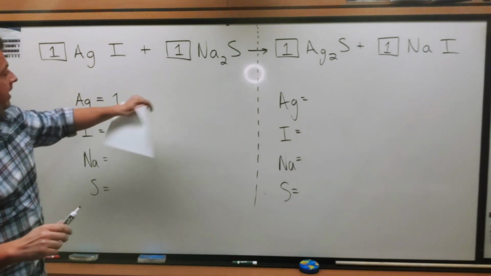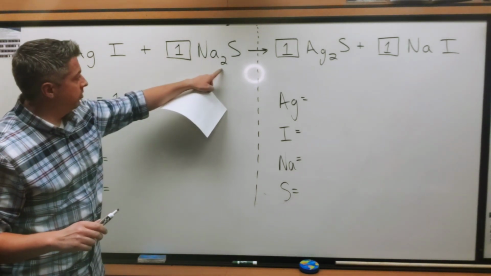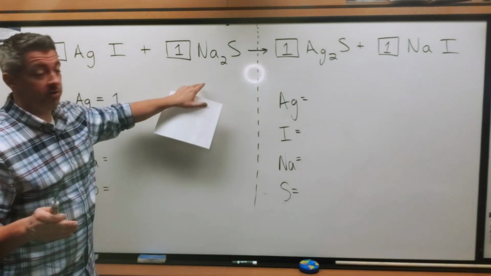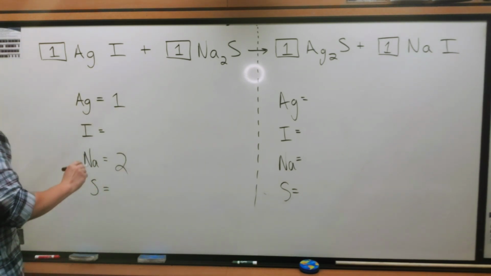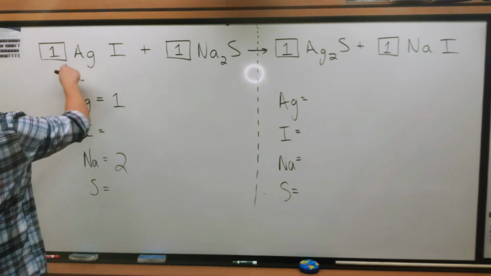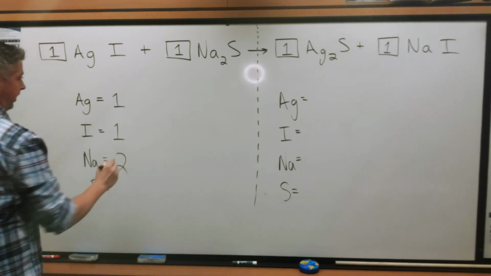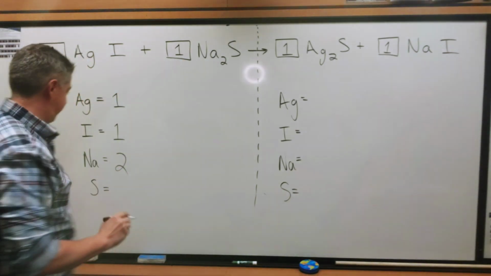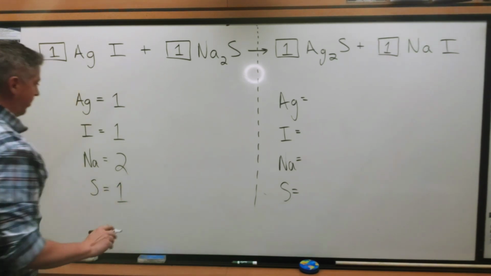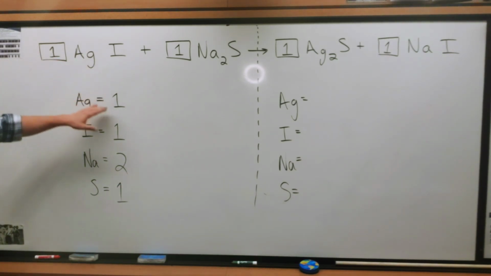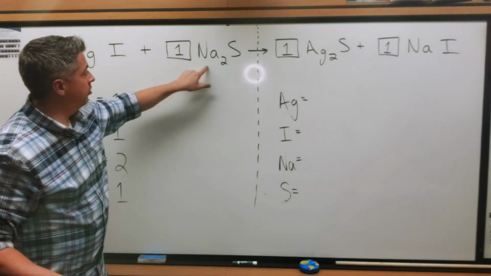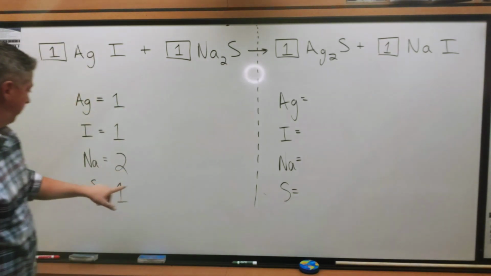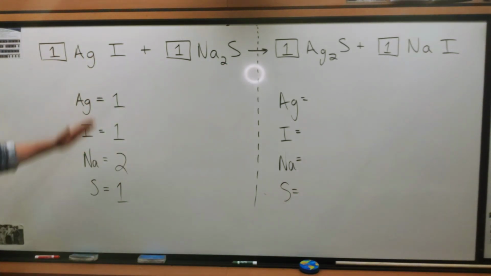1 Ag. Now we have here 1 Na2. So Na2 means there's 2 sodium. 1 times 2 means I have 2 sodium. Oops, I kind of skipped this one. I forgot there's an I right here. 1 I, and then 1 S. Sorry about that. I kind of skipped around. Let me double check. 1 Ag, 1 Ag. 1 I, 1 I. 1 times 2, because this is Na2, so we have 2 sodium, and 1 sulfur. Okay. See? Caught my mistake right there.